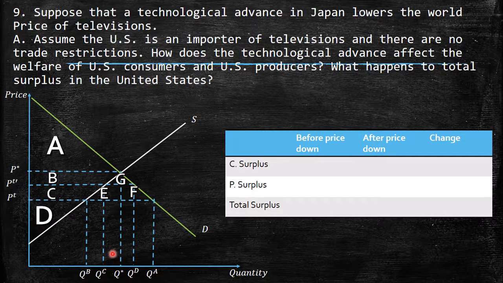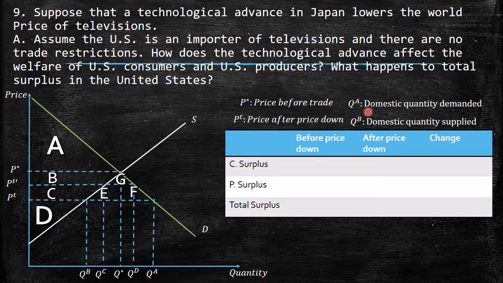QB. And consumers have the benefit of consuming higher quantities because of a lower price, so they will demand QA. So you notice here how the imports will be higher than before the technological advance. How are we going to analyze this? We're going to outline this information in this table. So we have here the consumer surplus, producer surplus, and the total surplus. So we have before the price drop and after the price drop. So basically before the technological advance and after the technological advance.